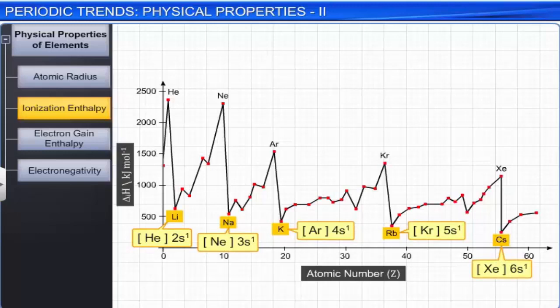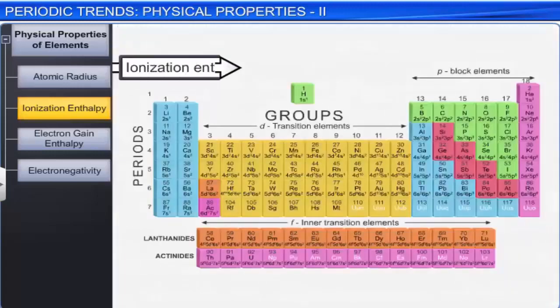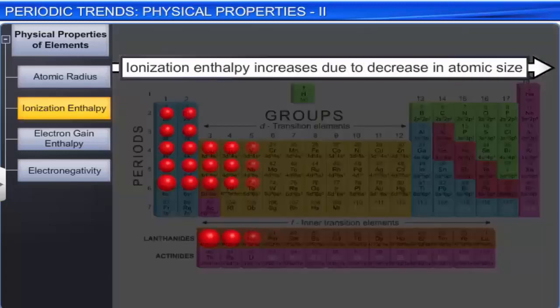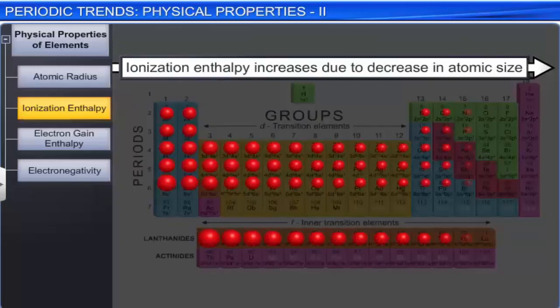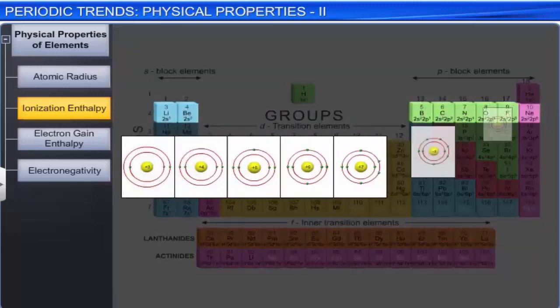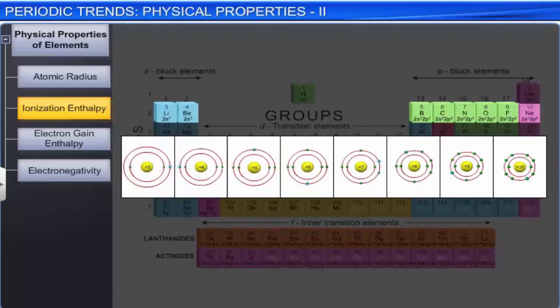The ionization enthalpy generally increases across the period because of the decrease in atomic size. In general, as we move from left to right in a period, successive electrons are added to the same shell. As a result of this, the nuclear charge increases while the shielding effect remains almost the same.